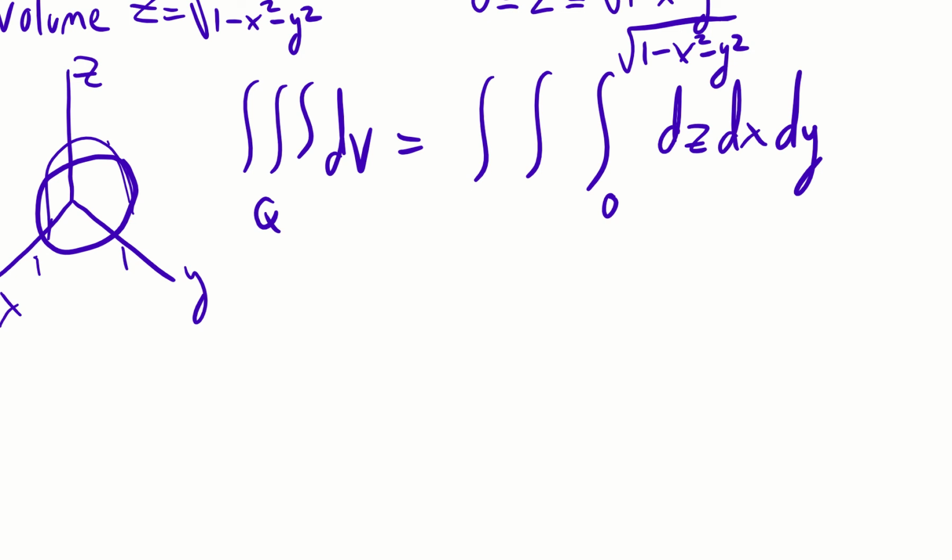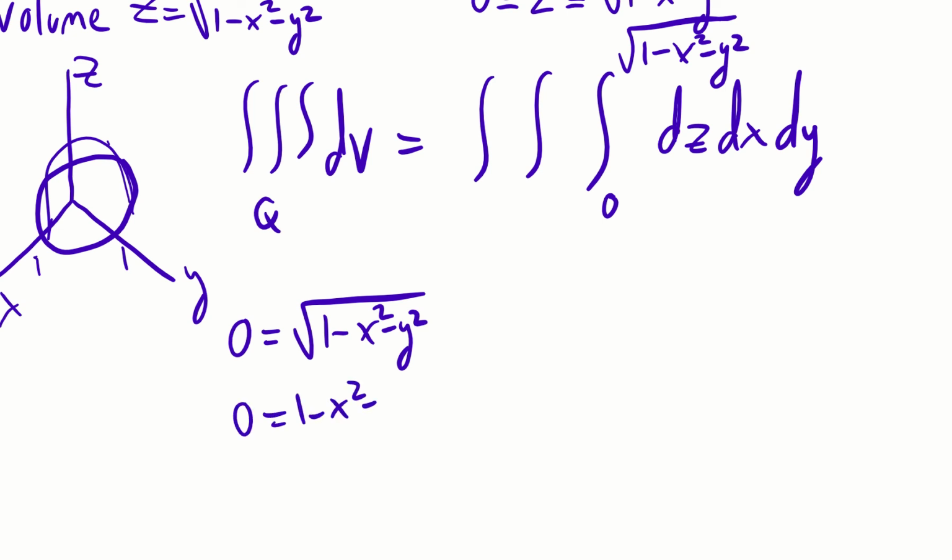If we look at the projection of this region onto the xy plane, then z would be equal to 0, which would give us that 0 is equal to the square root of 1 minus x squared minus y squared. Could square both sides. This would give us a circle. Again, as we said before, if I move the x and y squared terms to the other side, we get x squared plus y squared equals 1.